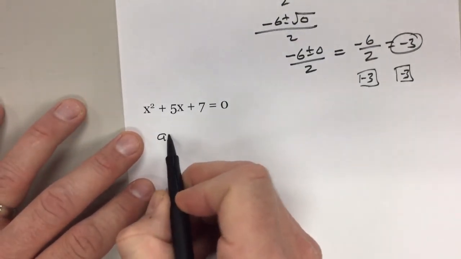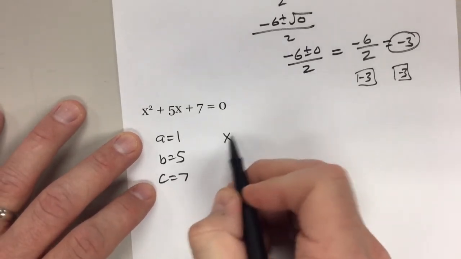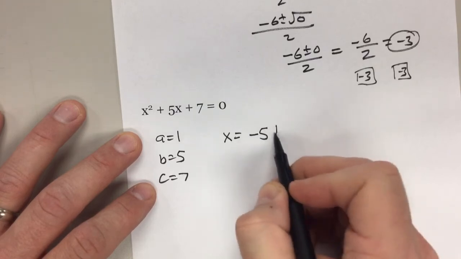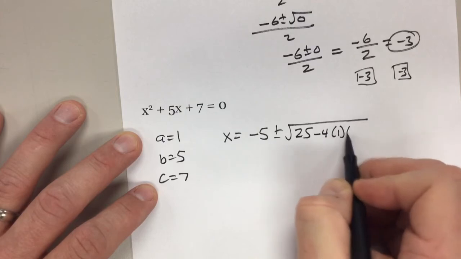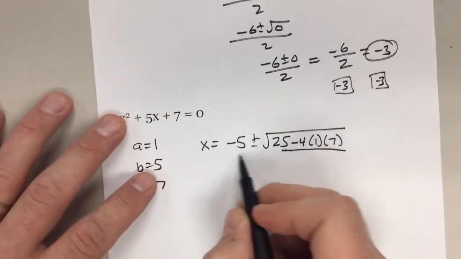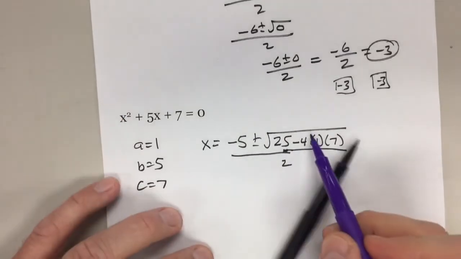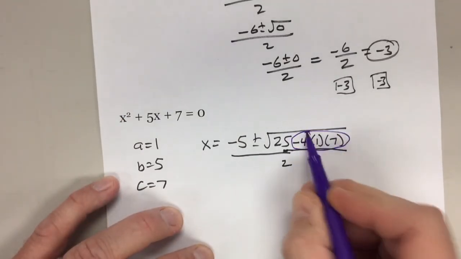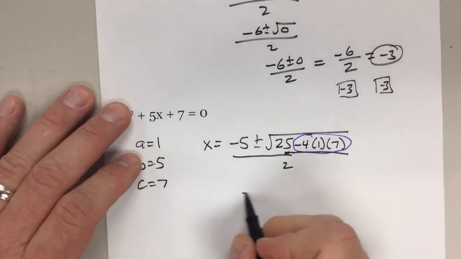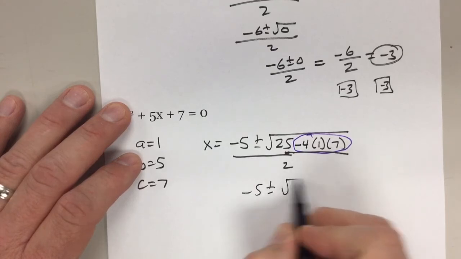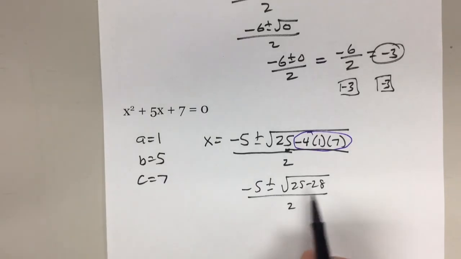Last example, I have a is 1, b is 5, c is 7. So x equals negative b plus or minus the square root of b squared minus 4 times 1 times 7, all over 2. So again, first step is always, we'll multiply these together. So negative 4 times 1 is negative 4, times 7 is negative 28. So I have 25 minus 28 over 2. So I'll subtract these two.